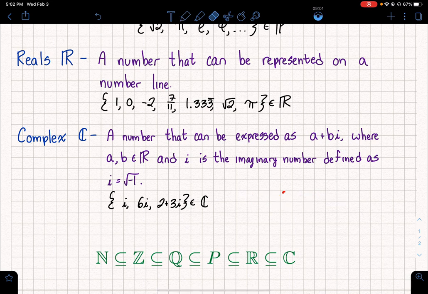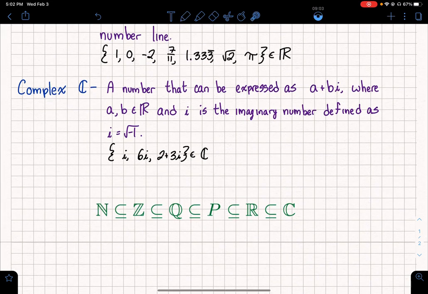So these symbols down here, these C-looking things with a line under it, this just means subset. Just go through it one more time. Natural numbers are subsets of the integers, which are subsets of the rationals, which are subsets of the irrationals, which are subsets of the reals, which are subsets of the complex numbers.